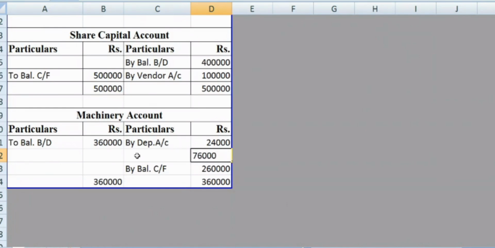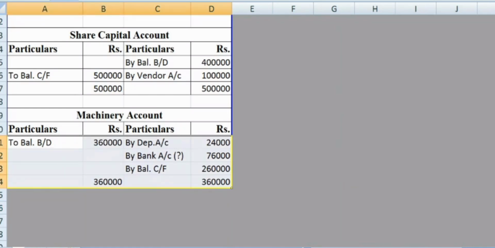76,000, and that 76,000 will be considered as sale of machinery. So here, by bank, right? Without any profit, it has been sold at its book value. So this is the sale of machinery we determine. Clear? Bank account. So here your machinery account is closed.